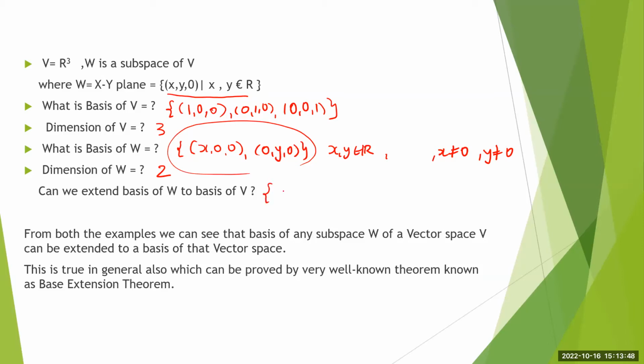Yes, the answer is again the same. X, 0, 0, 0, Y, 0. And if I add a third vector as 0, 0, 1, with the same conditions, X is not equal to 0, Y is not equal to 0, we can see all the three elements are linearly independent and it spans the vector space V, which is R3.